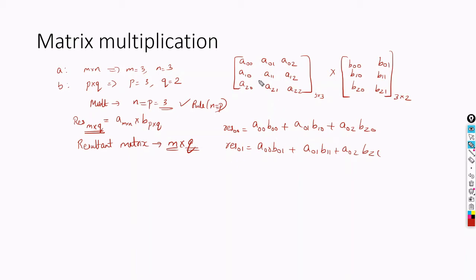One more example we will take, that is to get the second row and first column, that is 1 0. So how will we get 1 0? RES 1 0 will be second row into first column, that will be A10 into B00 plus A11 into B10 plus A12 into B20. So we have three matrix element values.